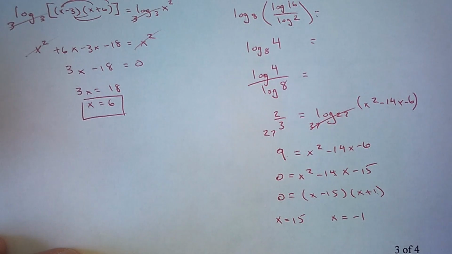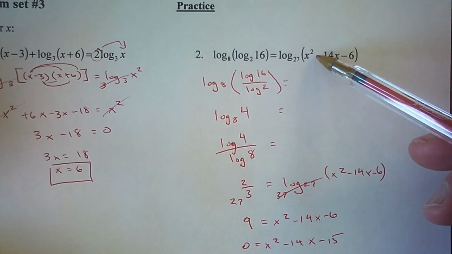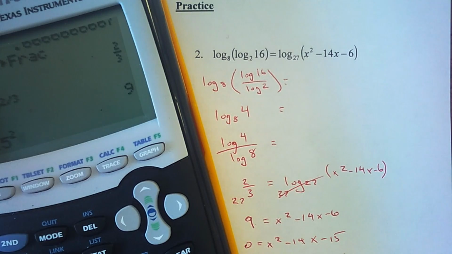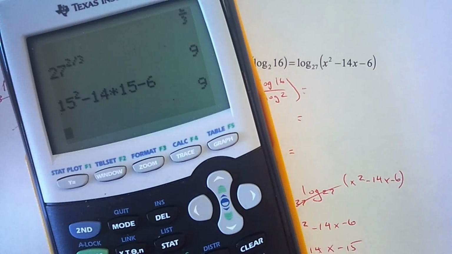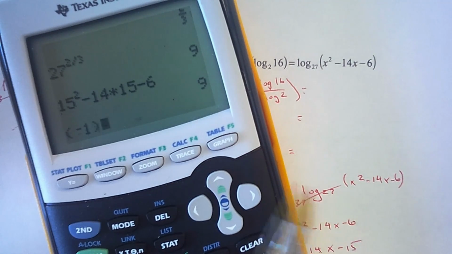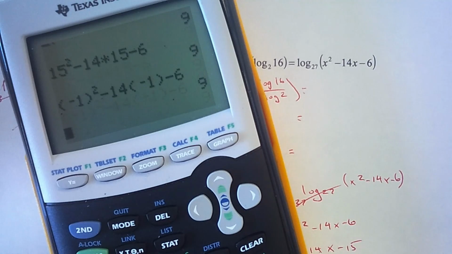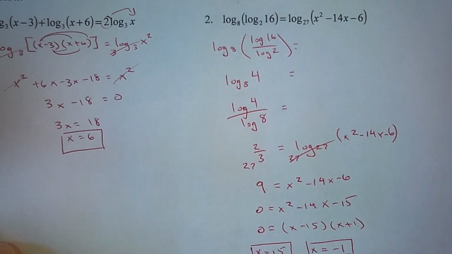Now I can only keep a solution if it gives me positive arguments only. Okay, so if I put a 15 in here, so I've got 15 squared minus 14 times 15 minus 6, I end up with a positive argument, so that's okay. My other solution was negative 1. So I've got negative 1 squared minus 14 times negative 1 minus 6 is also a positive argument. So that means I can keep both of these solutions.